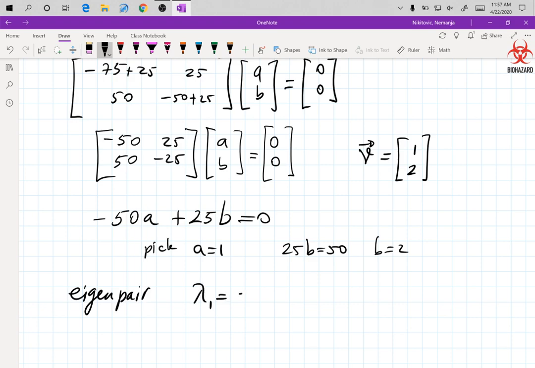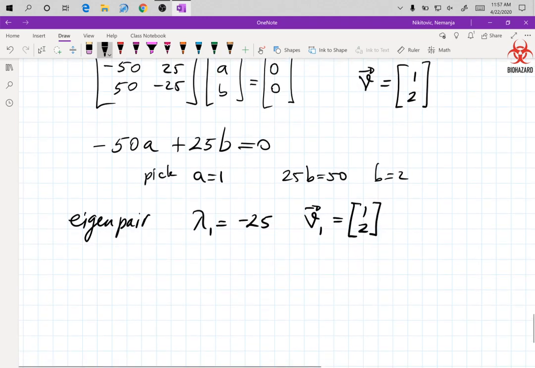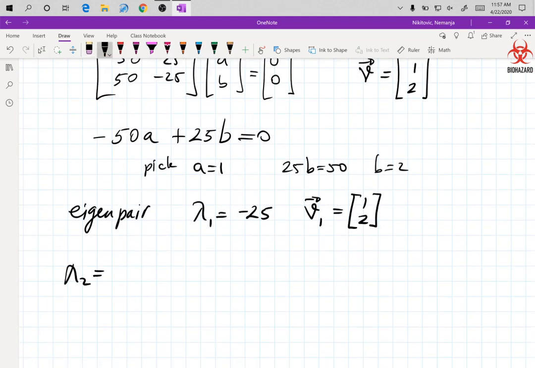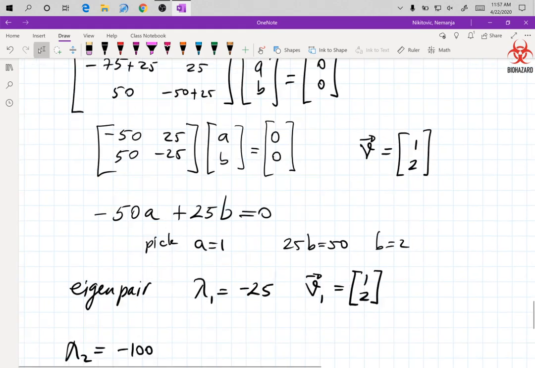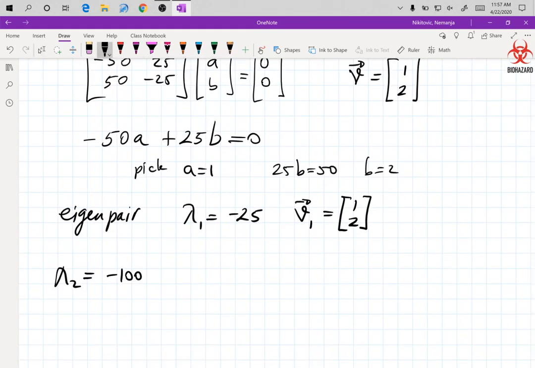Lambda 1 is equal to negative 25, and the V1 vector is given as 1, 2. That's our first eigenpair. Now we go with the second lambda. What was that? Negative 100, if I remember. So that's going to be 25, 25.